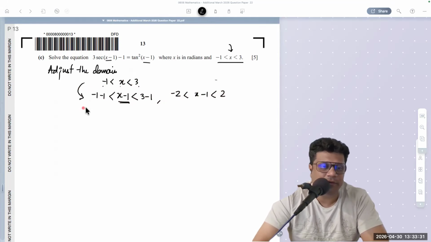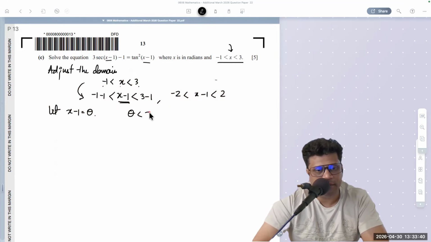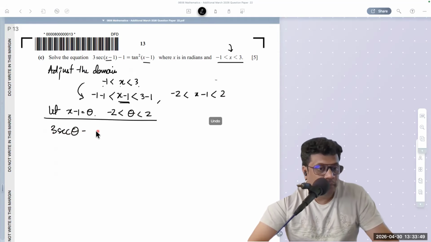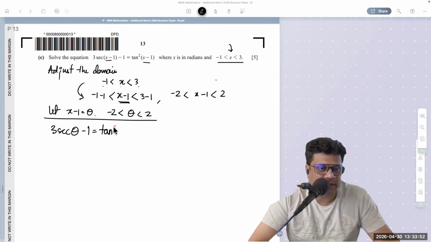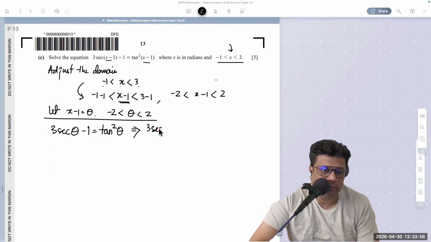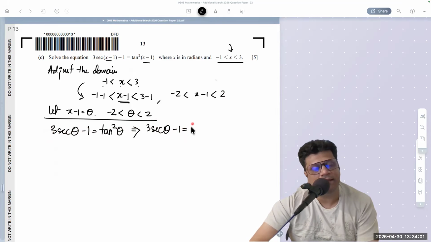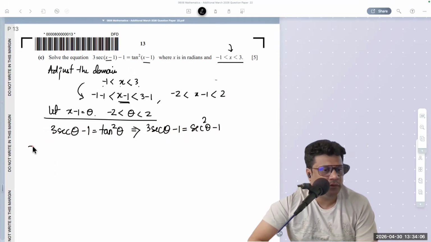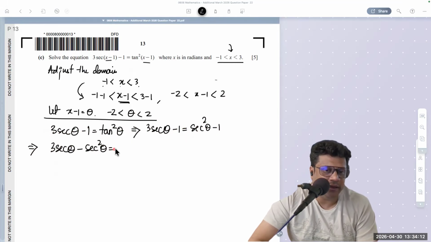Okay. And what I do is I let x minus 1 be equal to theta. So I'm looking at theta lying between -2 and 2. And the equation now looks like 3 sec theta - 1 equals tan square theta. I'll use the identity that tan square theta is sec square theta minus 1. So I'm looking at 3 sec theta minus sec square theta equals 0.